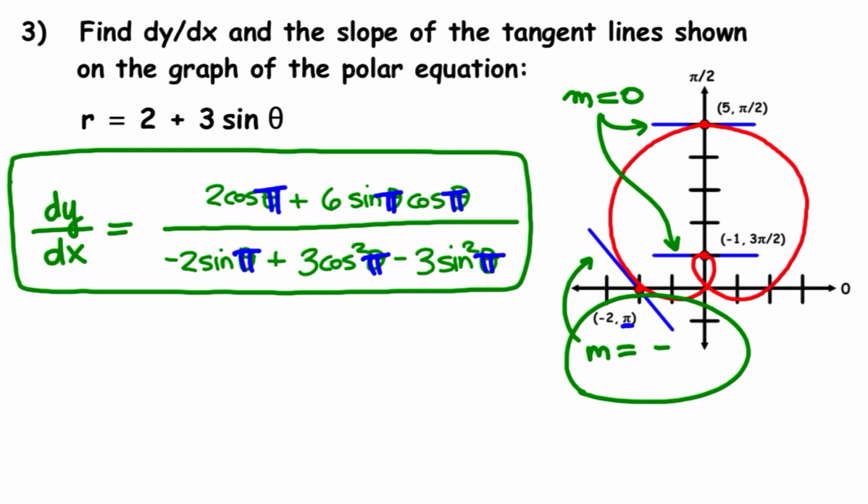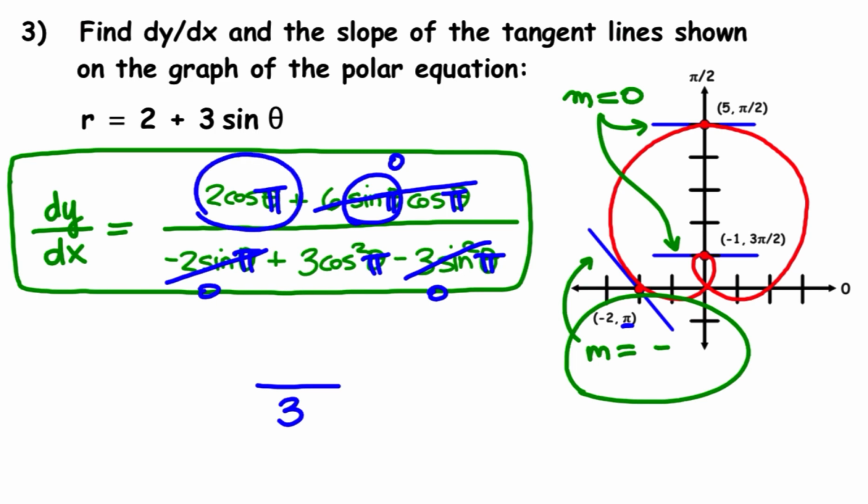Of course, sine of pi is 0. So this is 6 times 0 times negative 1. That's gone. Sine of pi, again, is 0, so these are zeros. Cosine of pi is negative 1, but you're squaring it, so that's going to be 3 times 1 down there. That's 3. Again, cosine of pi is negative 1, so 2 times negative 1 is negative 2. And the slope at the other location is negative 2/3, which looks about right from the drawing, down 2/3. All right, there we go.